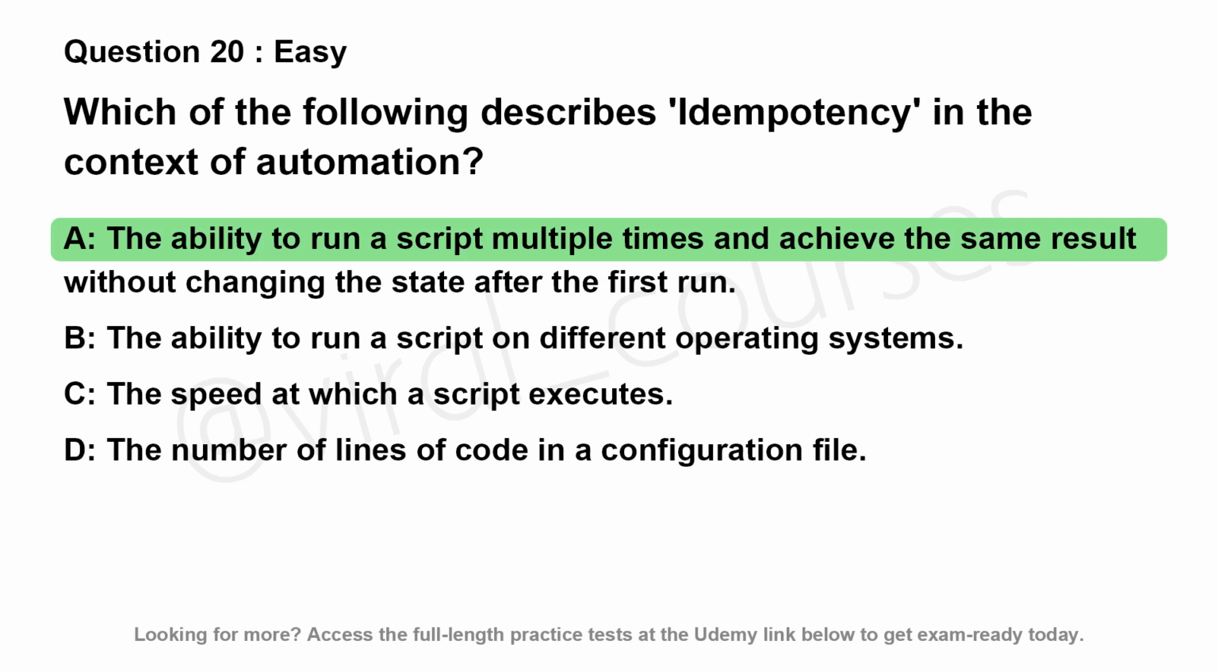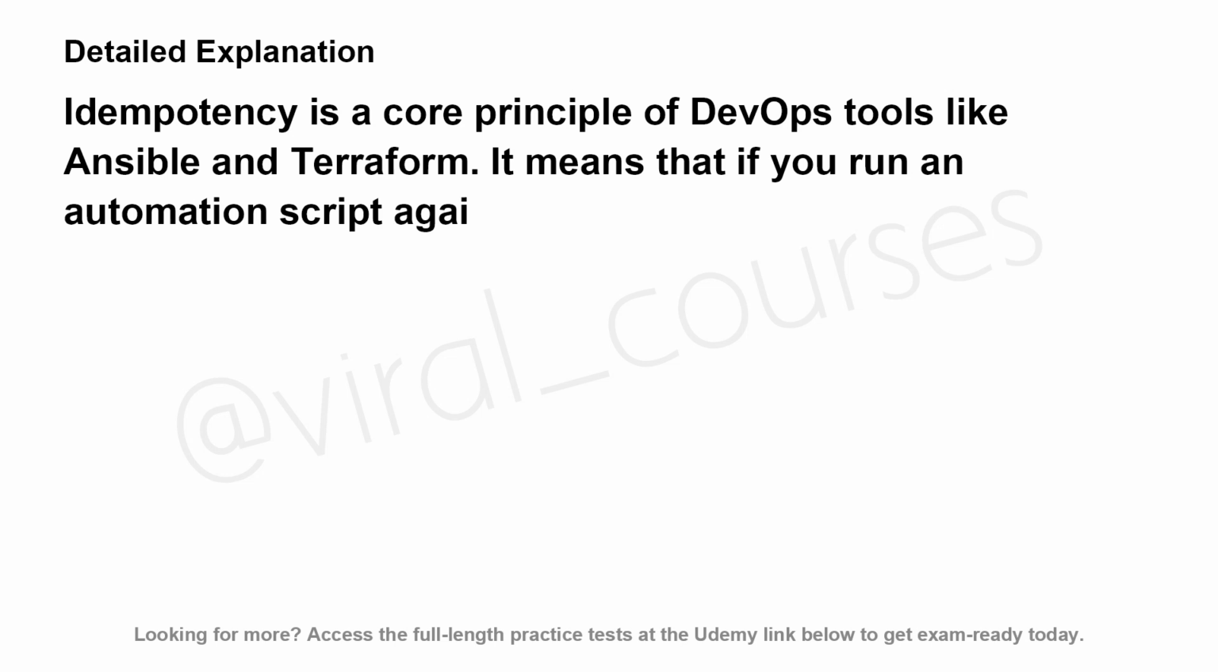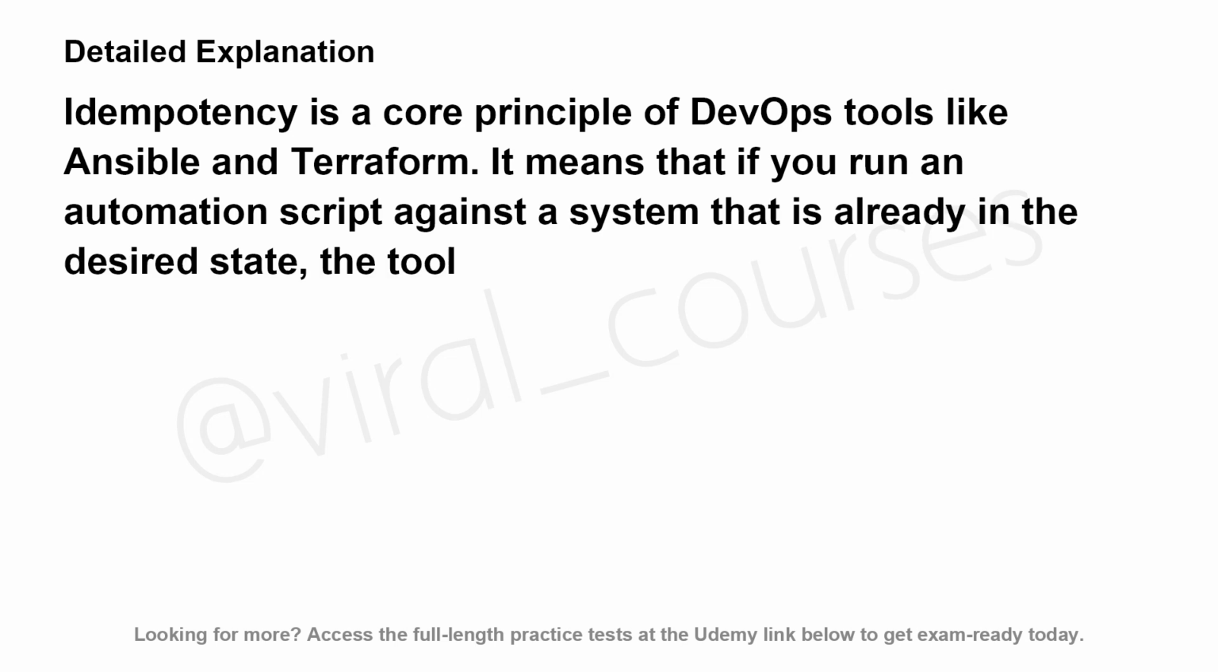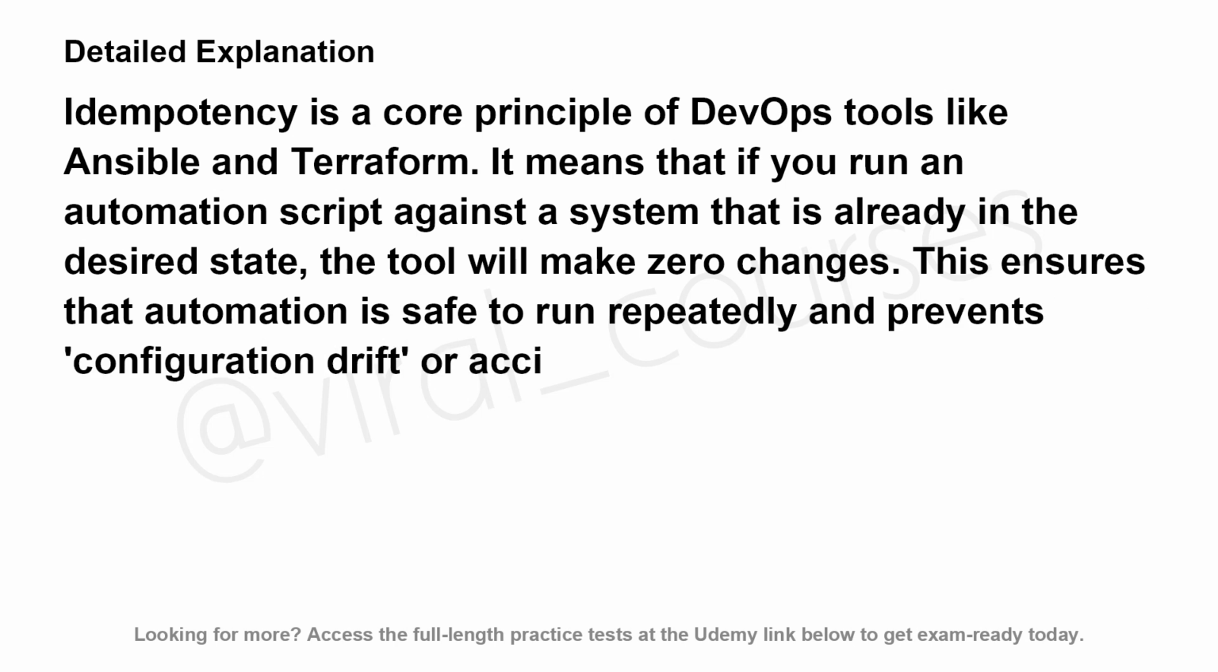The correct answer is A. Idempotency is a core principle of DevOps tools like Ansible and Terraform. It means that if you run an automation script against a system that is already in the desired state, the tool will make zero changes. This ensures that automation is safe to run repeatedly and prevents configuration drift or accidental duplicate resources.